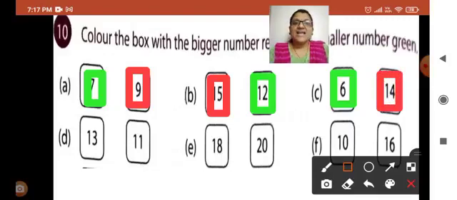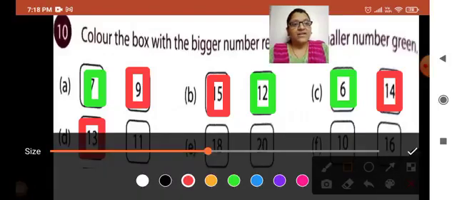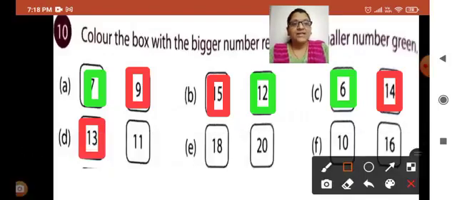Yes. Let's see next example. D, 13 and 11. Here children, which is a bigger number? Yes, 13. So let us color number 13 with the red color. And we will color number 11 with green color. 13 with red color and 11 with green color.